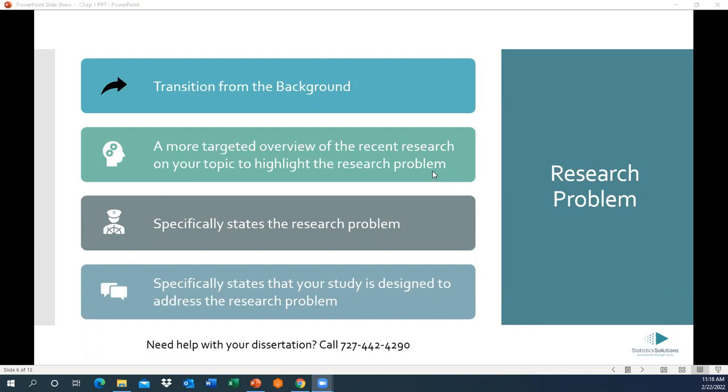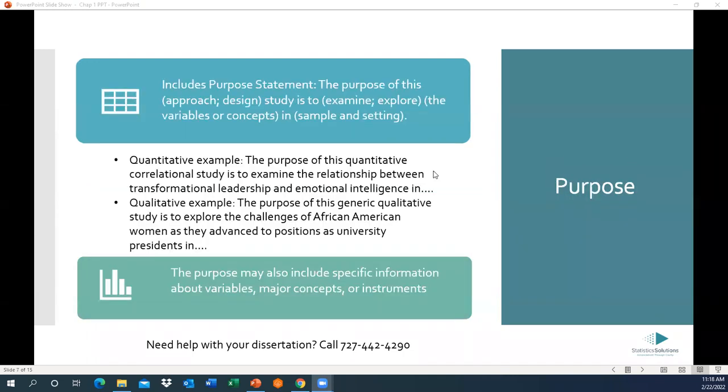Again, about two solid paragraphs for that. And again, with the caveat of always sticking to your school's template. The purpose statement is very specifically worded, usually. And I have examples here, a quantitative example, a qualitative example, and I have the template language, right? This is pretty standard.